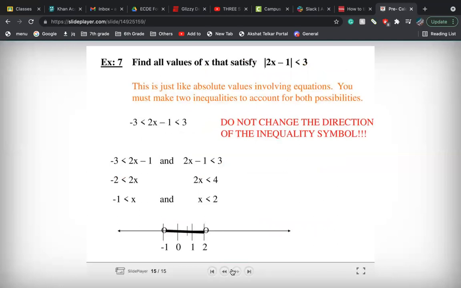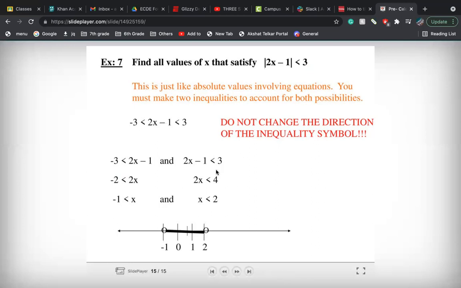So let's see, find all values of x that satisfy the absolute value of 2x to the minus 1 being less than 3. Remember, like I said before, you can either just take out the absolute value entirely, or you can make the 3 on the other side a negative. And once you do that, it will be x is greater than negative 1, and then x is less than 2. Remember, do not change the direction of the inequality symbol.